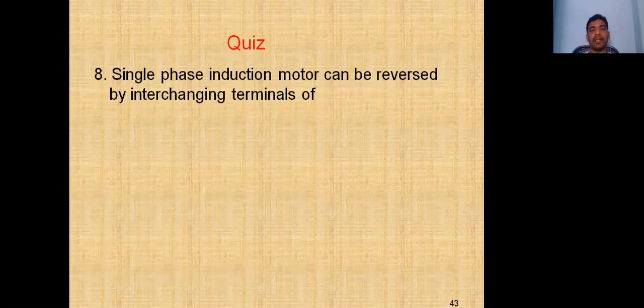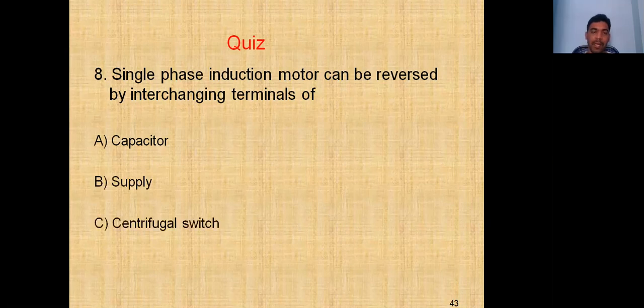Single-phase induction motor can be reversed by interchanging the terminals of option A, capacitor, option B, supply, option C, centrifugal switch, option D, starting winding. Answer: starting winding.